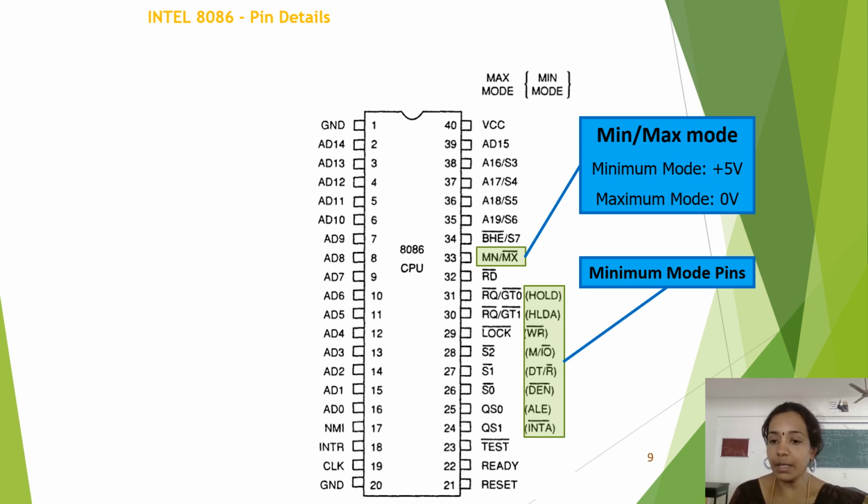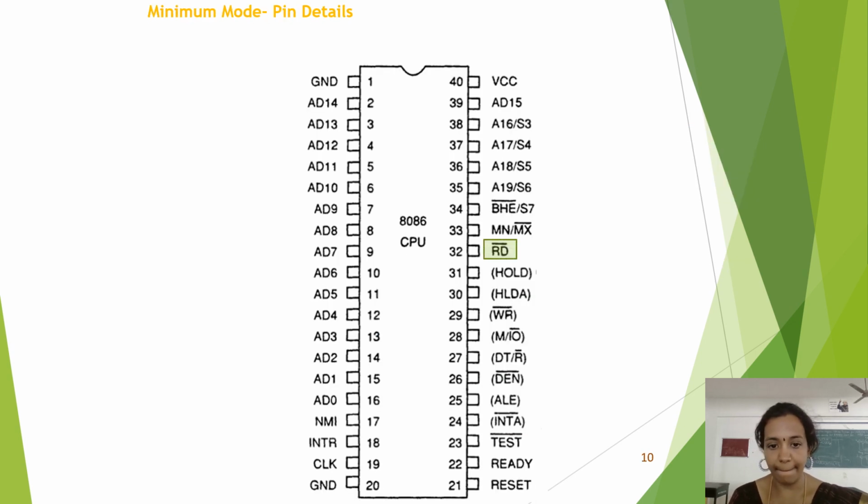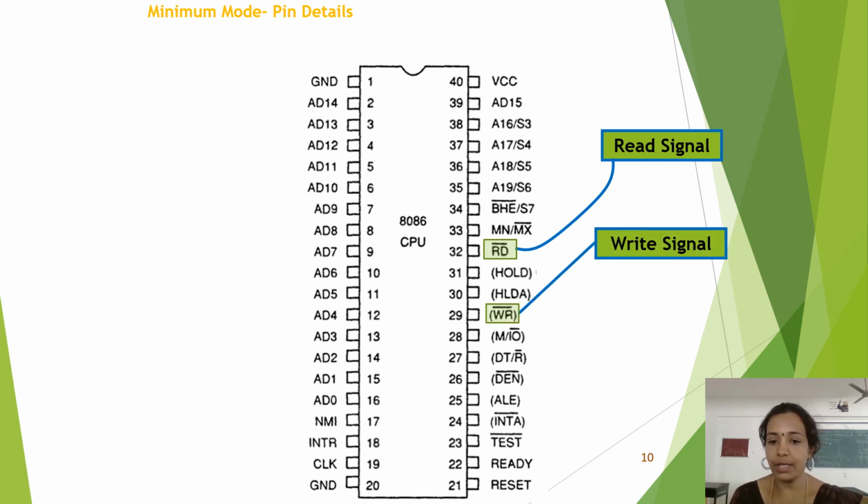So the next one is the minimum mode pins. Maximum mode pins are from 24 to 31. Minimum mode pins are from 24 to 31 on the right side. This one is a read signal. When this is 0, then the pin would be used for reading the signal. When it is 1, it would be used for writing the signal. The WR bar is for writing the signal.